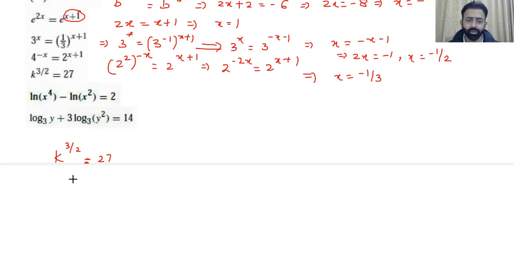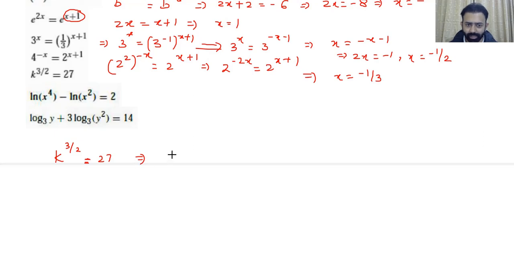Simple logic. So how can we write 27 as an exponent of some number, such that the exponent is 3 by 2? Okay, how will we do this? Let me adjust this. I know that 27 is 3 cube, right? Please do not write this 27 as 9 into 3. It is not cube of 9. Cubing is something different. It is not a multiple. So 27 is 3 cube.